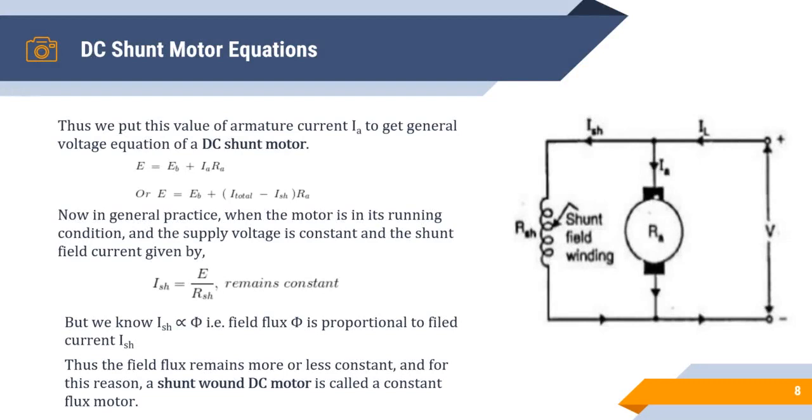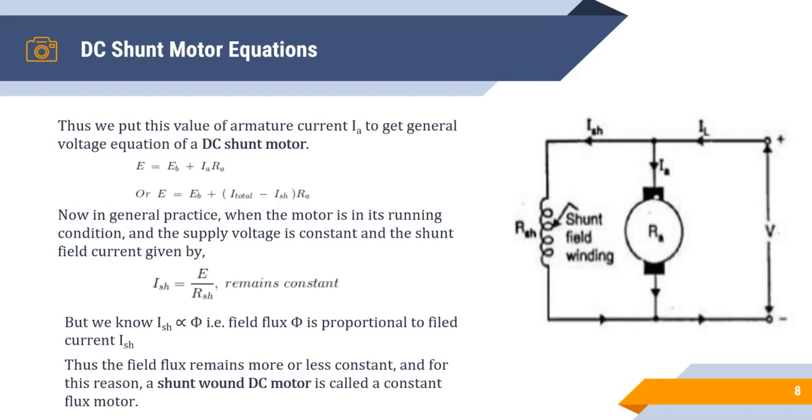Thus we put this value of armature current IA to get the general voltage equation of a DC shunt motor. E equals EB plus IA RA, or E equals EB plus (I total minus ISH) into RA. Now in general practice, when the motor is in its running condition and the supply voltage is constant, the shunt field current is given by ISH equals E divided by RSH, which remains constant.